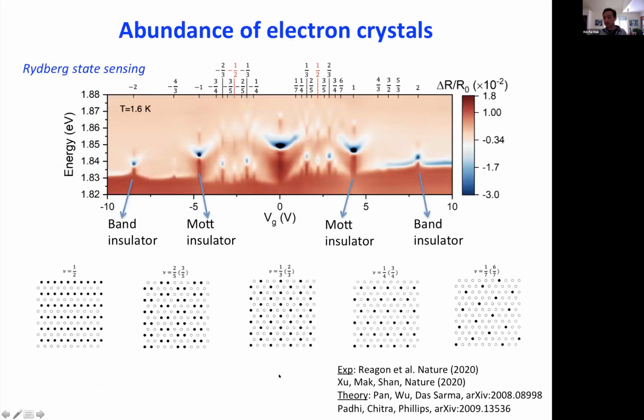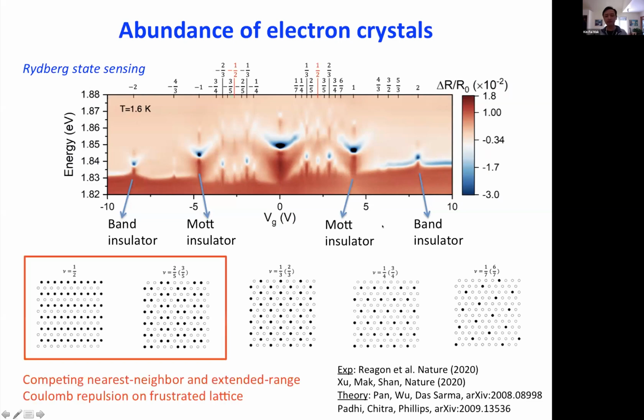Because of this extended range Coulomb interaction, as just described by Philip, that can actually drive the formation of Wigner crystallized states. Yesterday, G already talked about these different states that have been observed in this system. It's also very recently studied by some theoretical works as well. Today, my focus is mainly on the stripe phases.